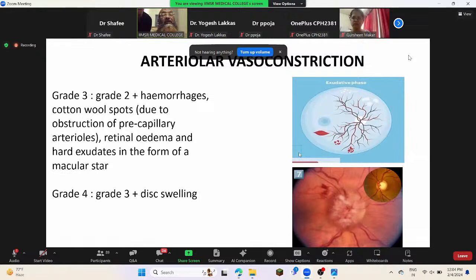In grade 3, you see grade 2 changes plus hemorrhages, cottonwool spots due to obstruction of precapillary arterioles, retinal edema, and hard exudates in the form of a macular star. The macular star that we have already seen while we were discussing the changes in old age and young age, sudden rise of hypertension. So these are the flame-shaped hemorrhages that we see. There is retinal edema, and finally there is disc swelling, as we have already seen. This is the grade 4 change, which is usually seen in malignant hypertension.